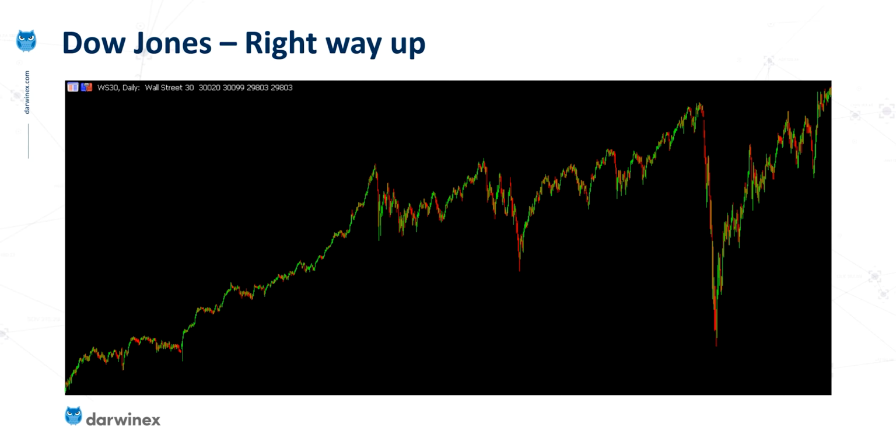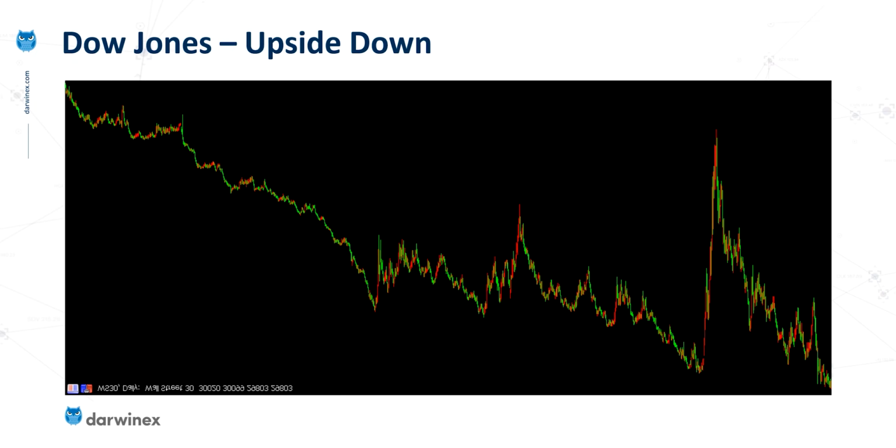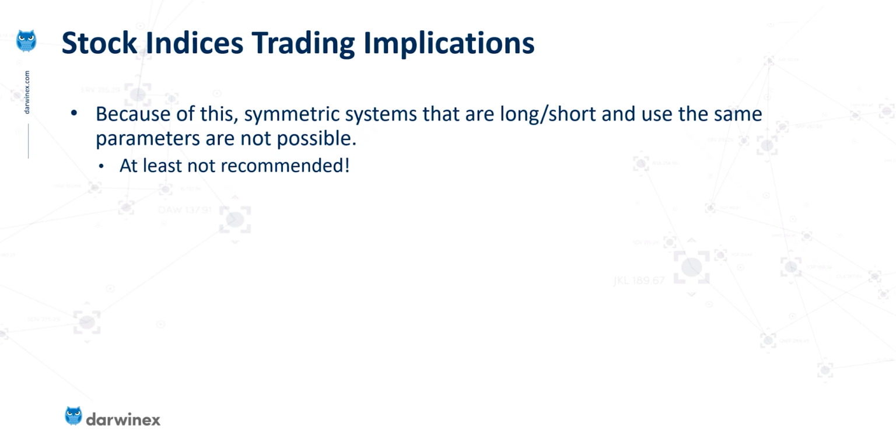So let's now turn this chart upside down. If you showed this to an experienced trader, instantly they would know there was something wrong with this chart. It just does not look right. The upwards and downwards movements do not look like this in an actual trading asset. The implication is that you cannot use a symmetric system that trades long and short using the same rules and parameters. It just isn't possible. At least it's definitely not recommended.